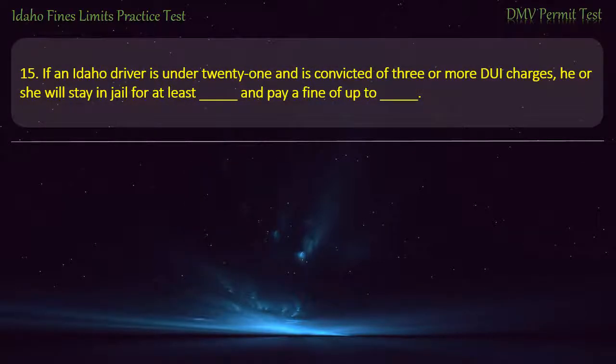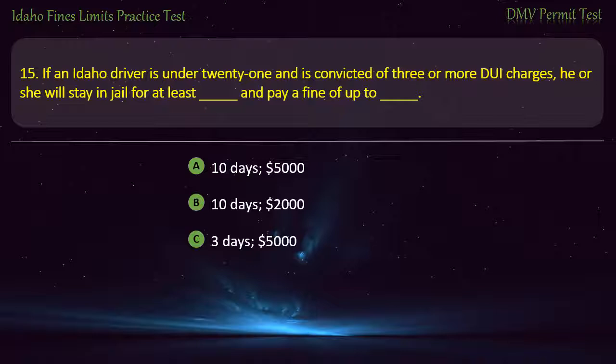Question 15. If an Idaho driver is under 21 and is convicted of 3 or more DUI charges, he or she will stay in jail for at least and pay a fine of up to 10 days, $5,000. 10 days, $2,000. 3 days, $5,000. 3 days, $2,000. Answer. 10 days, $2,000.